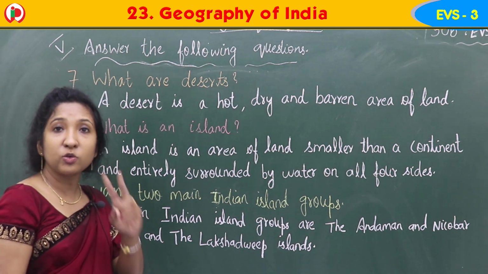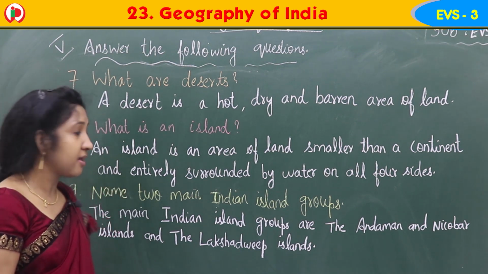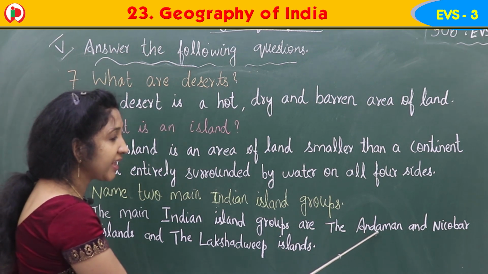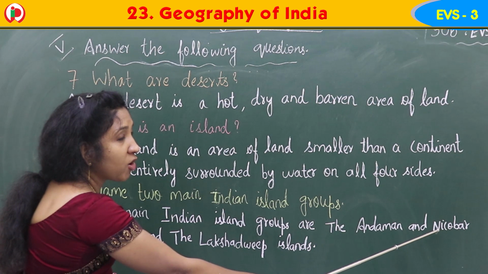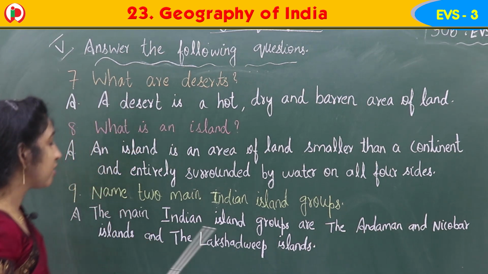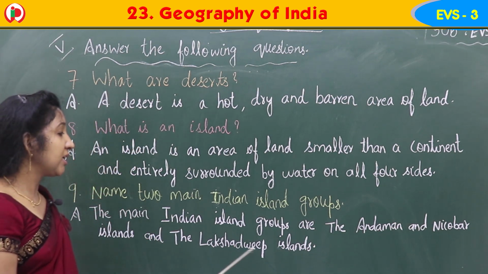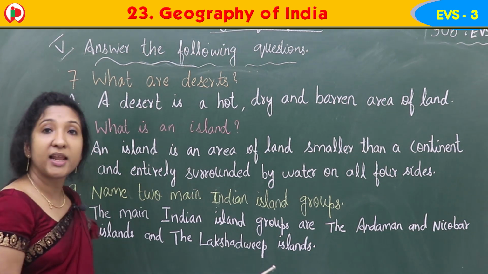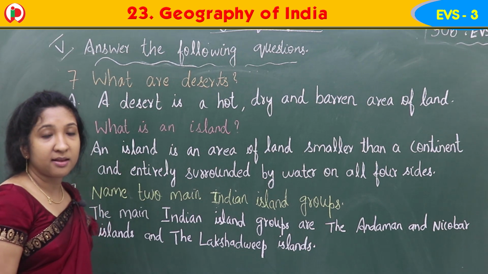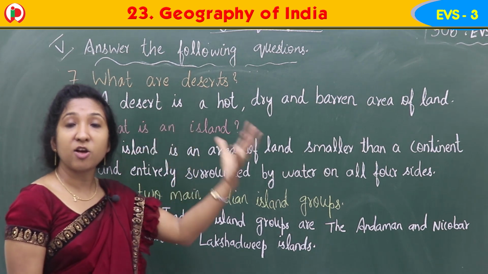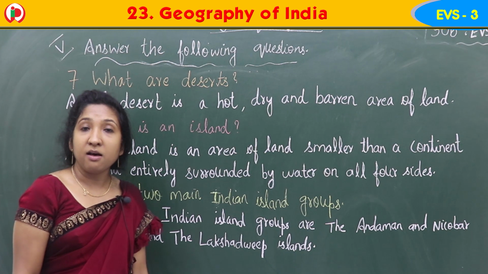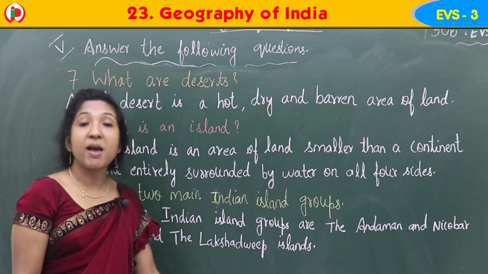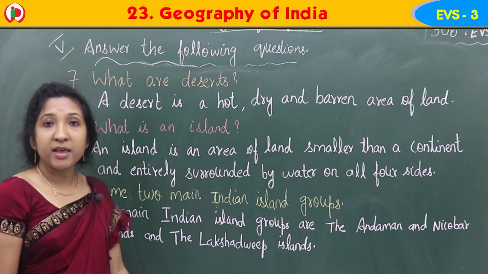You learned about 2 groups of islands. Yes, the main Indian island groups are the Andaman, A-N-D-A-M-A-N, and Nicobar, N-I-C-O-B-A-R, Islands, and the Lakshadweep Islands, L-A-K-S-H-A-D-W-E-E-P. Andaman and Nicobar Islands we can see in the eastern part of India, in the Bay of Bengal, and in the Arabian Sea we can see the Lakshadweep Islands in the western part of India.